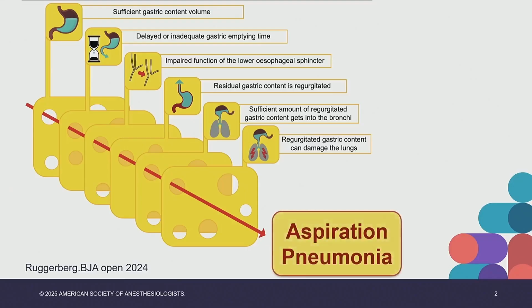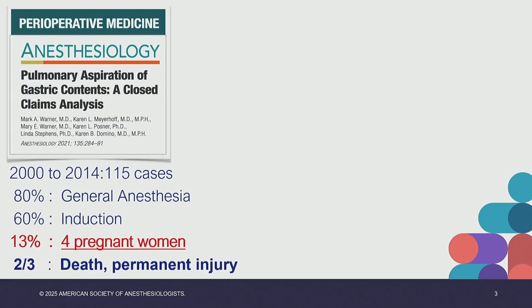Oh, just there. Okay, so aspiration pneumonia: there are many factors that need to coincide in order to end up in aspiration and pneumonia. And the first one is actually the one where gastric ultrasound has a role, gastric content. It's important. Still, we have a closed claims analysis for this situation in the US. And you see 13% of cases for pregnant women had aspiration.